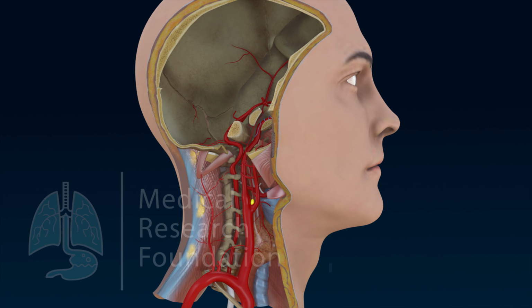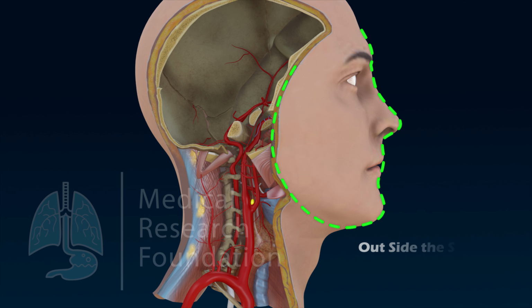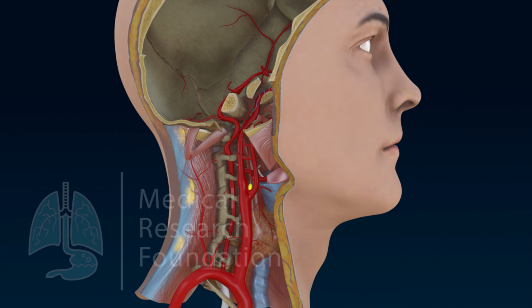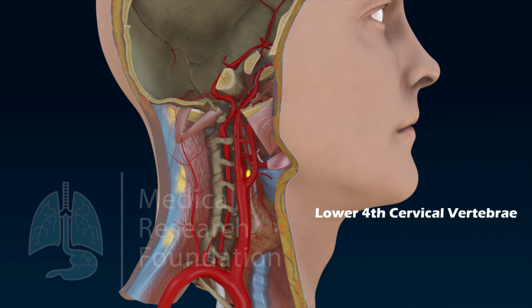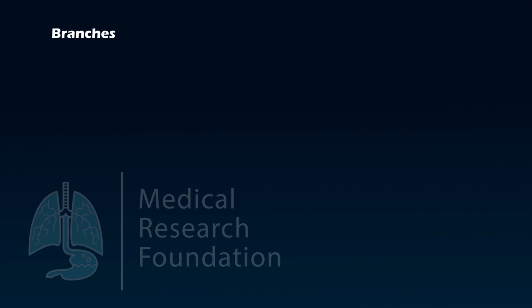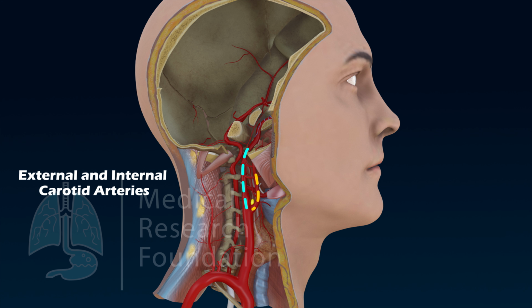They are named internal and external because the former supplies the structures within the skull and the latter supplies structures outside the skull. Each common carotid artery lies in front of the transverse processes of the lower four cervical vertebrae. Branches: the common carotid artery gives only two terminal branches, that is, external and internal carotid arteries.